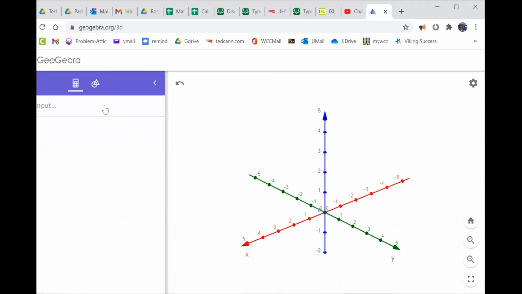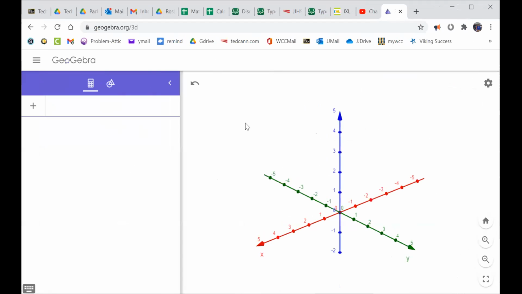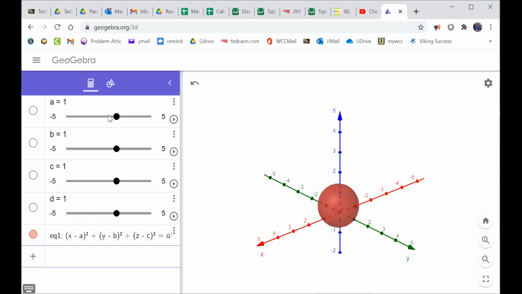All right, so we have the sphere equation again, x minus x sub o, y minus y sub o, z minus z sub o, and r. Right, so I'm going to do x minus a squared plus y minus b squared plus z minus c squared equals d squared instead of r squared. As long as it follows the same model, you're okay.